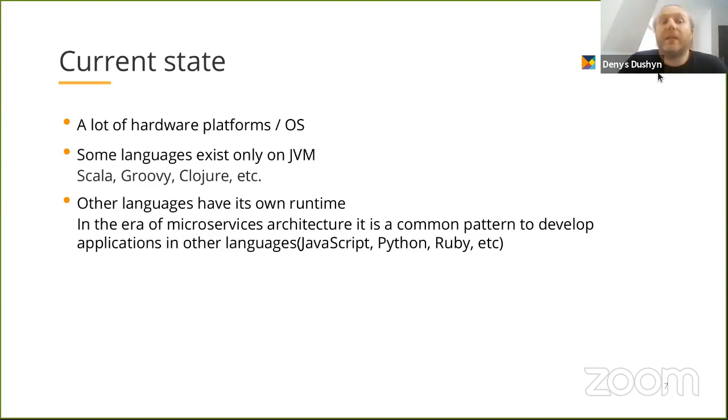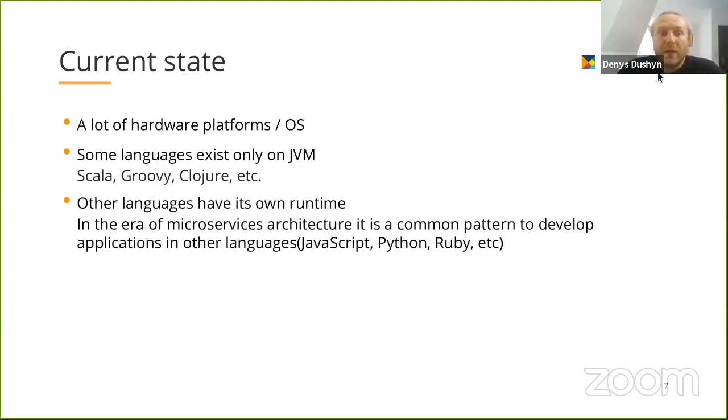What is the current state of this language ecosystem? There are a lot of different hardware platforms and operating systems. Windows, macOS, Unix-based distributions. As we know, in Unix world, there are a lot of different Linux distributions, Debian, Ubuntu, Fedora, and other ones. For example, for some languages, there is one platform like JVM targeted languages, Scala, Groovy, Clojure, Java, or Kotlin. Other languages have its own runtime.